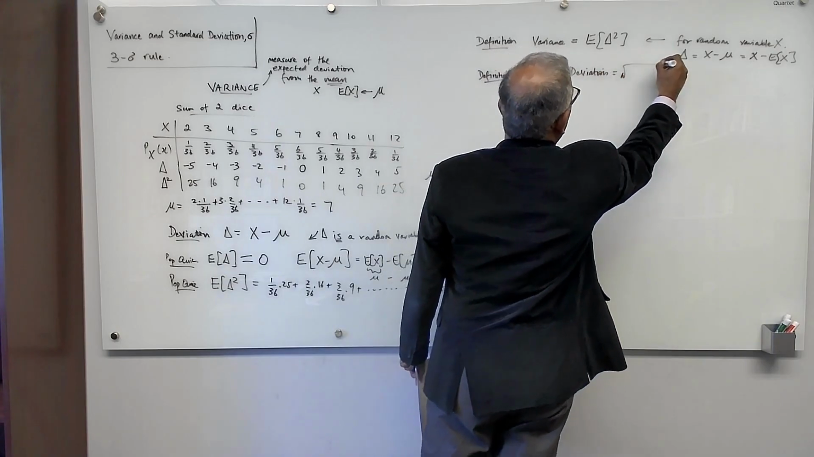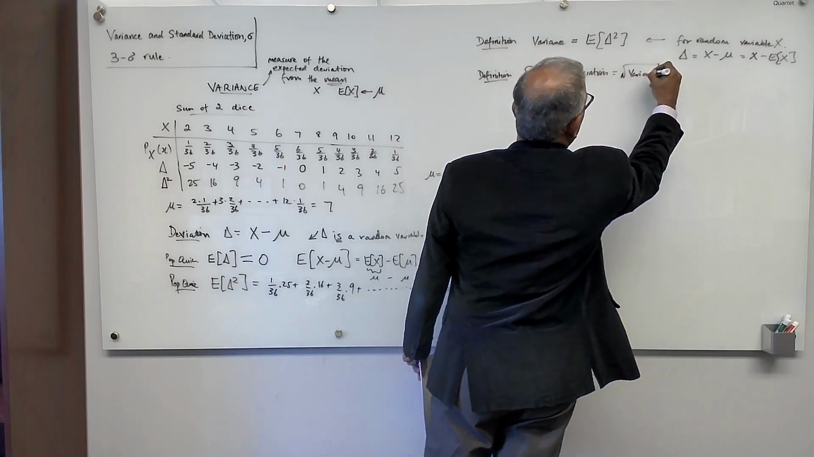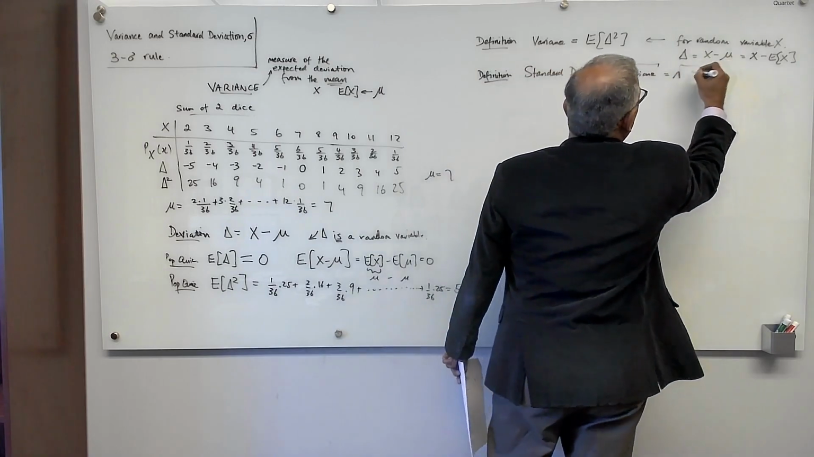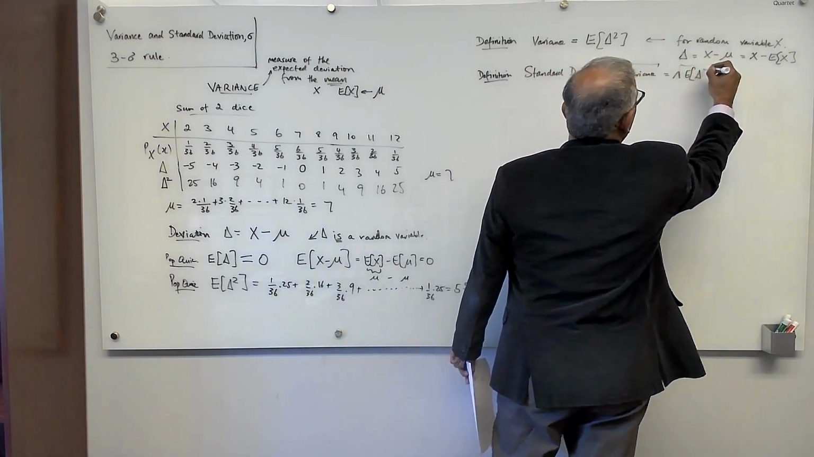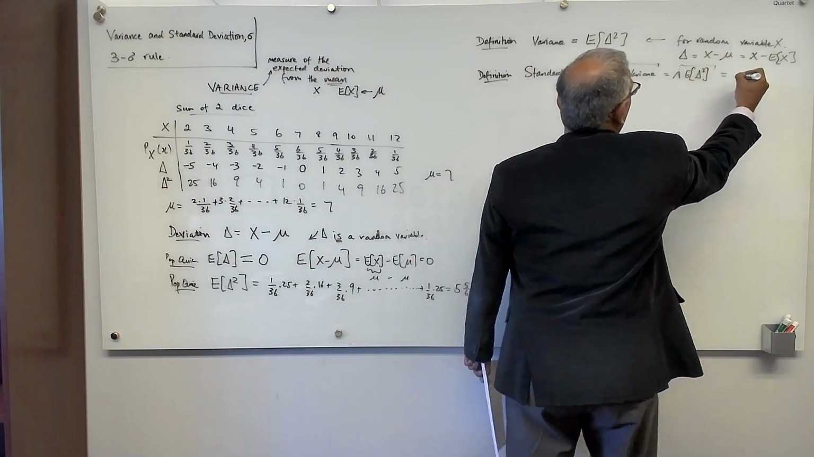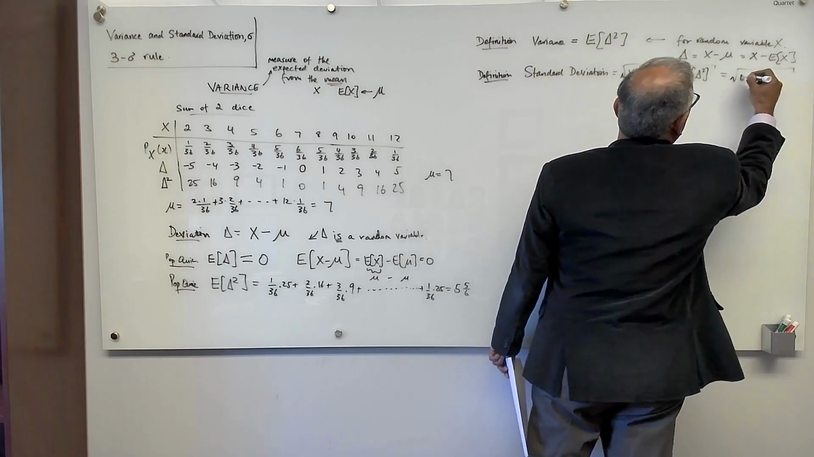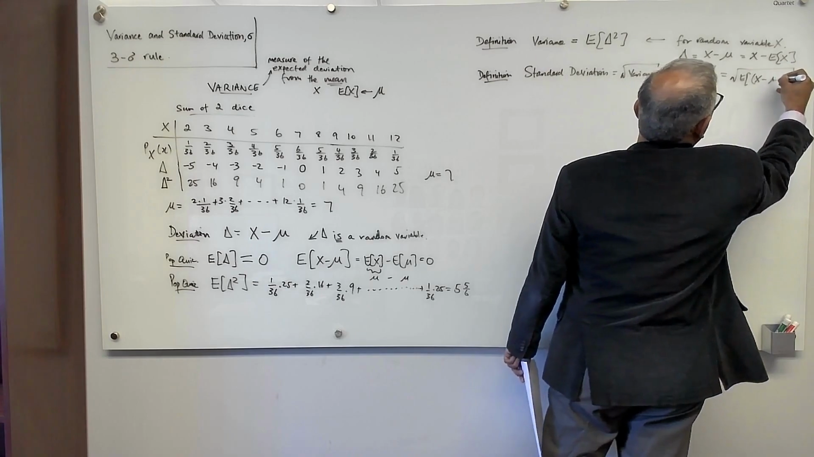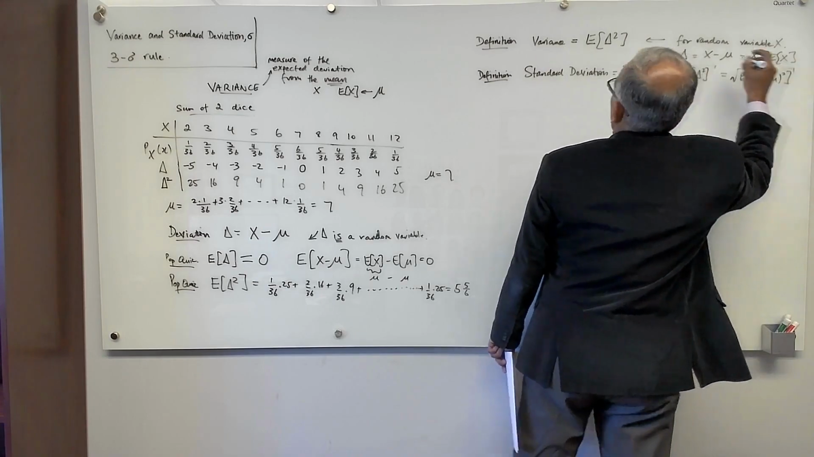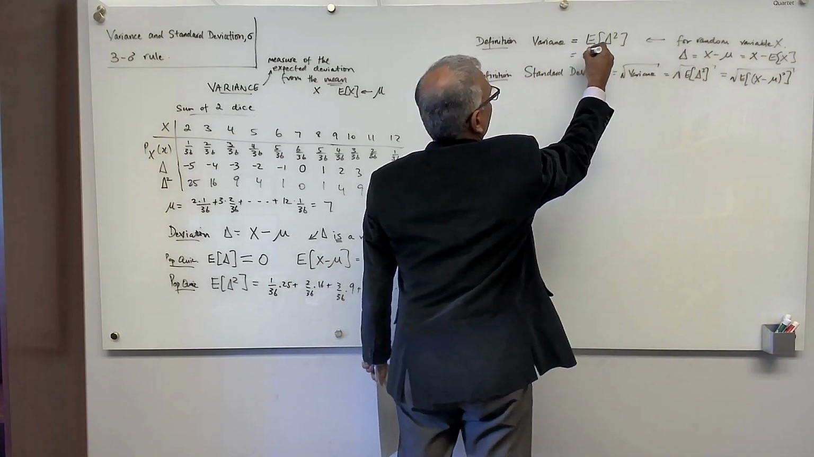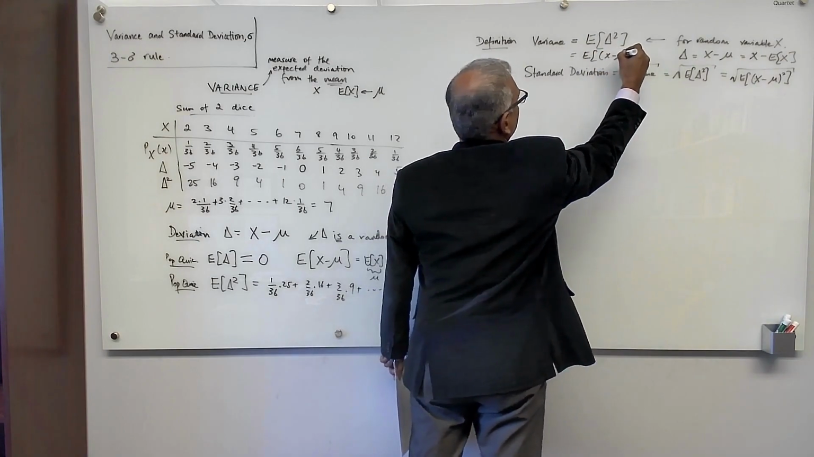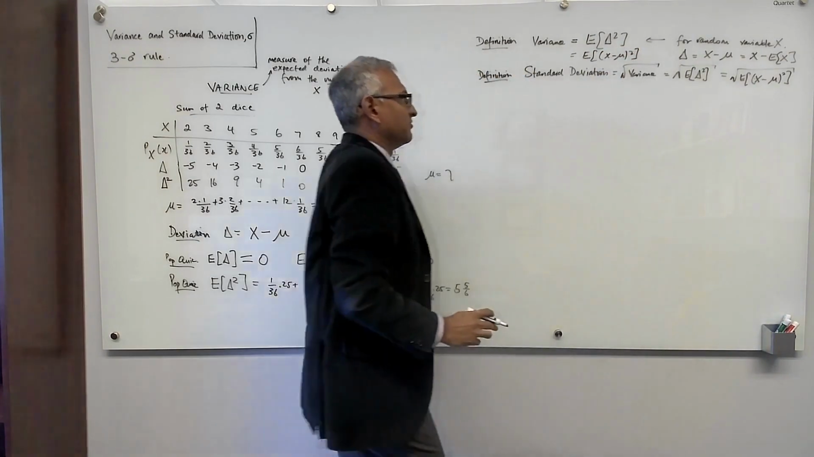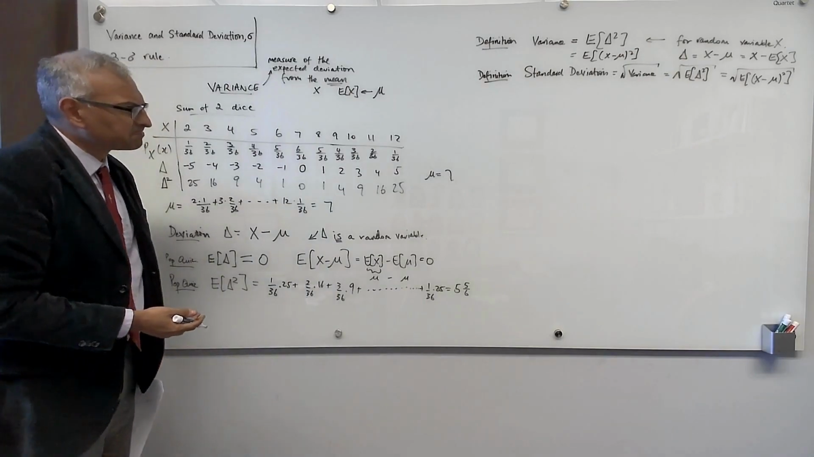The standard deviation is equal to the square root of the variance, which is the square root of the expected value of the deviation squared, which is the square root of the expected value of the random variable X minus its mean, squared. So this here is the expected value of X minus its mean squared. That's the variance. Okay, so two important definitions.